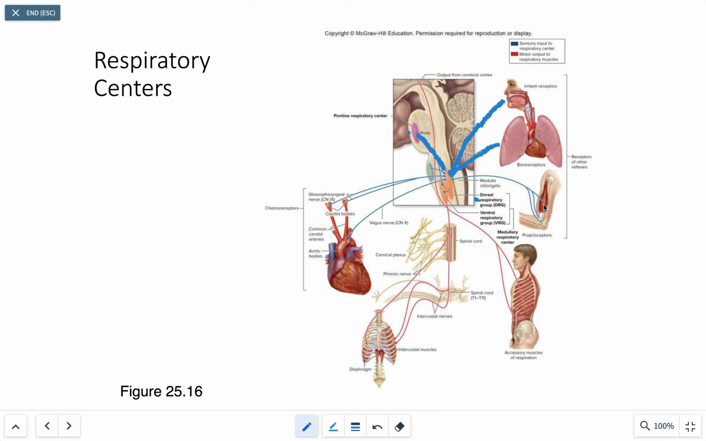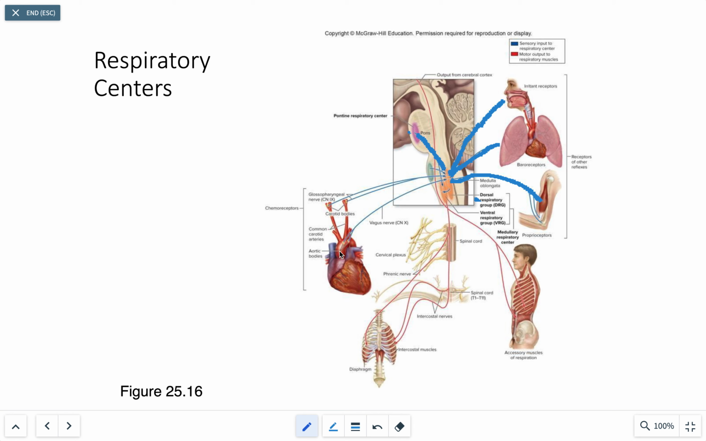When you start exercising, in particular, we're going to look at the proprioceptors, say for instance like the muscle spindle. Again, this is all going to lead into the dorsal respiratory group. So any type of concentric contraction that starts to begin, say with exercise, is then all going to go into the dorsal respiratory group. We also see over here, we also see chemoreceptors.